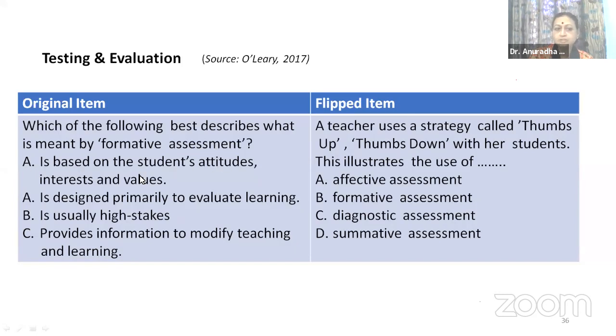A, it is based on the student's attitudes, interests, and values. It is designed primarily to evaluate learning, is usually high stakes, and provides information to modify teaching and learning, which is here. Sorry, by mistake, I've marked it as C. This should be marked as D. So D is the correct answer. A, B, C, and D. That should be the way it is worded. This is a typographical mistake on my part. So this should have been D. Provides information to modify teaching and learning.